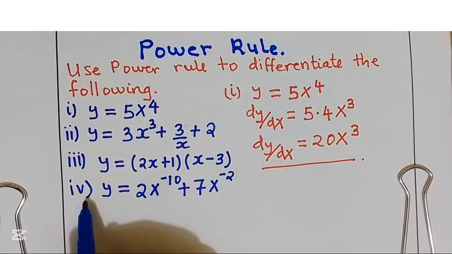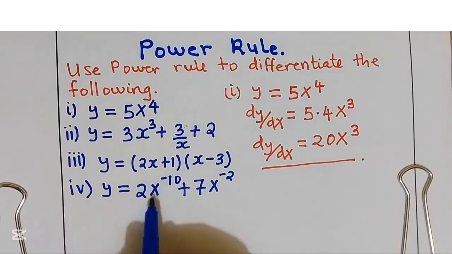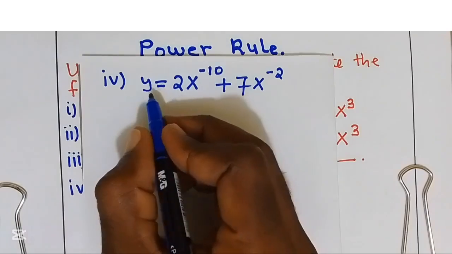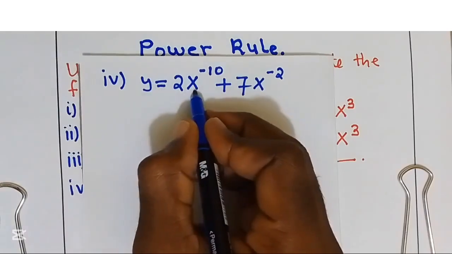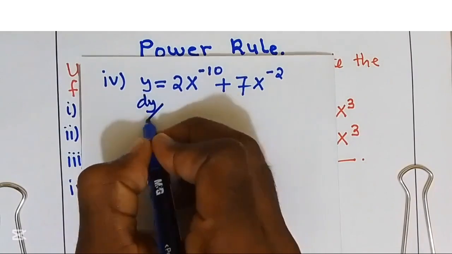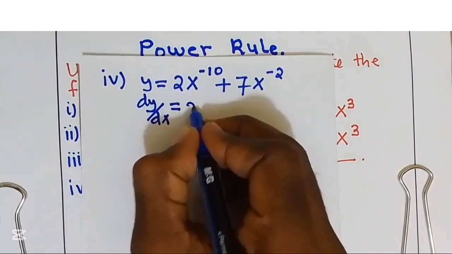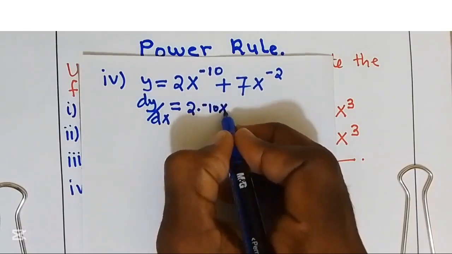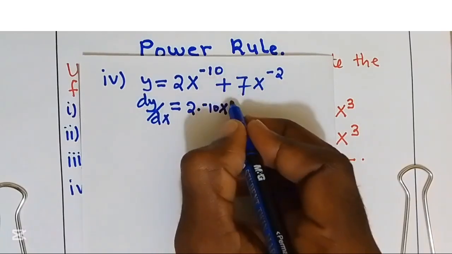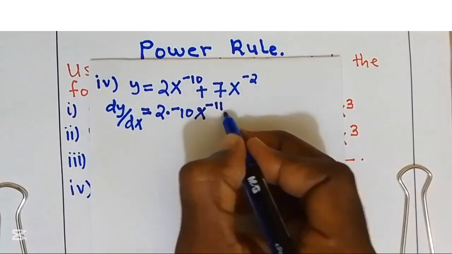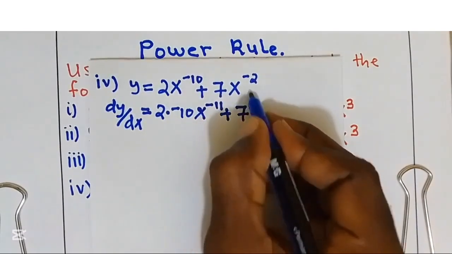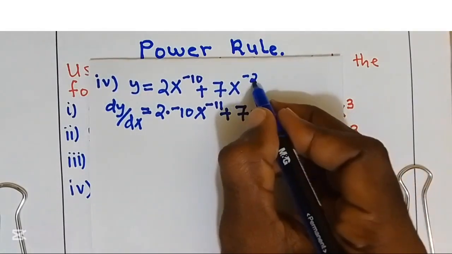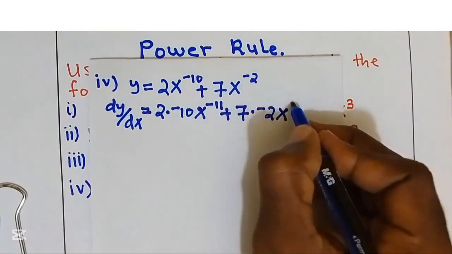Let us do the last question. y is equal to 2 x power minus 10 plus 7x power minus 2. We are going to differentiate y with respect to x. dy over dx is equal to 2 multiplied by, I'm going to drop minus 10 down, that is minus 10, x, I'm going to reduce it by 1, that is going to be power minus 11. Plus 7, I'm going to drop minus 2 down, minus 2, x, I'm going to reduce the power by 1, that is going to be power minus 3.